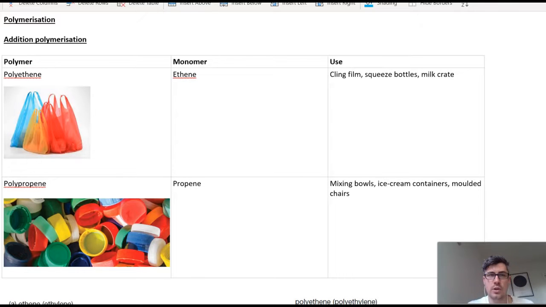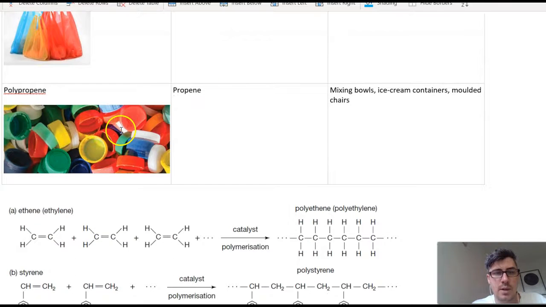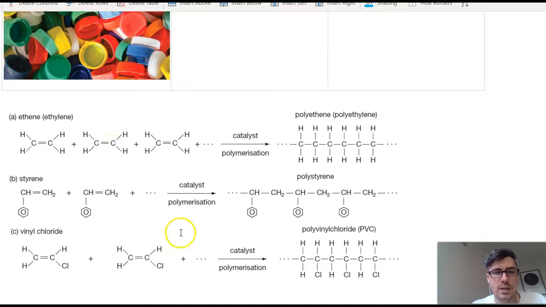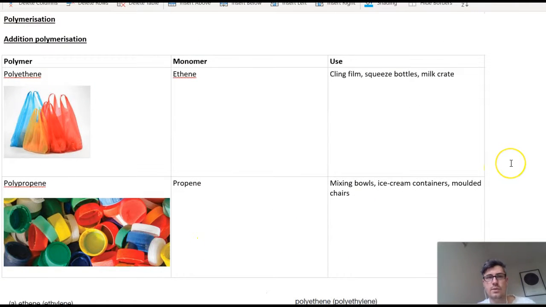In this video we're going to look at basic addition polymerization. So we're going to focus on ethene making polythene, and we're going to look at styrene and vinyl chloride making polystyrene and polyvinyl chloride. So first of all, let's just focus on how we make these polymers.